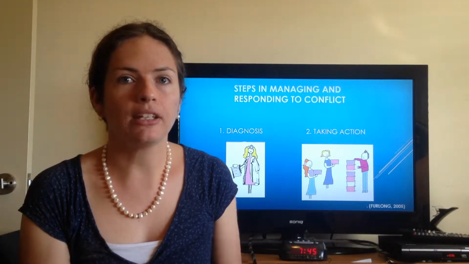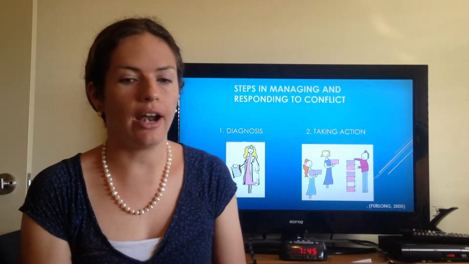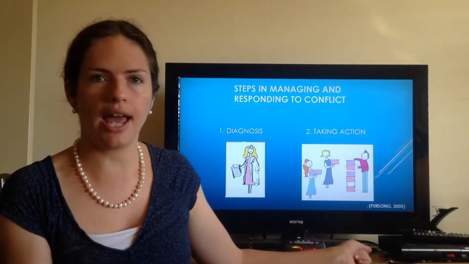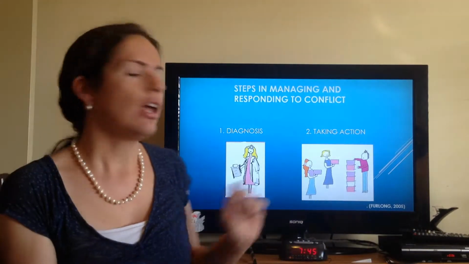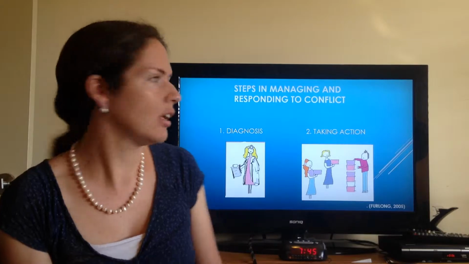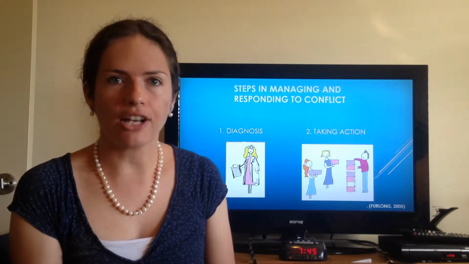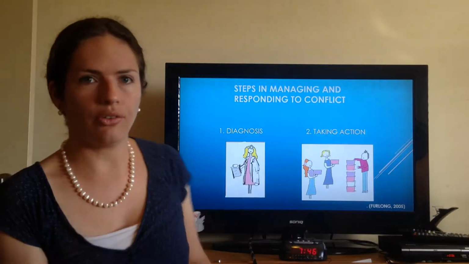Conflict models help in the two steps in managing and responding to conflict, which are making a diagnosis and taking action. Making a diagnosis means to try to find sense to the conflict, trying to find the causes. Taking action means to take some kind of action in relation to those causes.